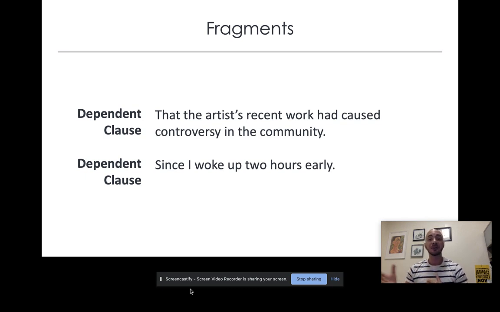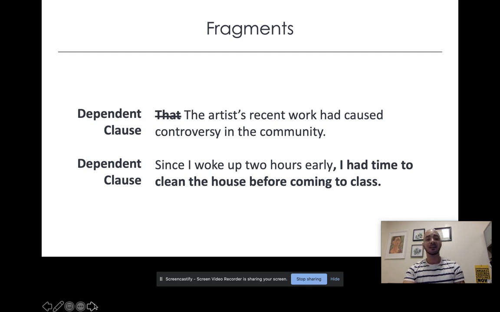So, that artist's recent work had caused controversy in the community. Not a complete sentence. We could get rid of that and just begin it with the, and then it would be a complete sentence. Or we can add something to it. The second example, since I woke up 2 hours early. Well, I is your subject in that sentence. Woke is your verb, your action word. Woke up 2 hours early is your predicate, but it's not a complete thought because we haven't answered since what? Since I woke up 2 hours early, I went for a run, or I made breakfast for my girlfriend, whatever it may be. So here are some examples of how we can fix this sentence.